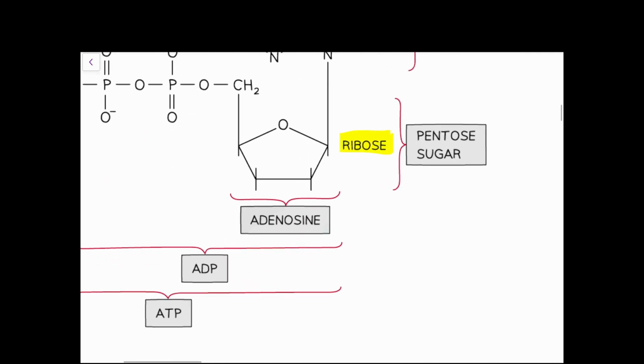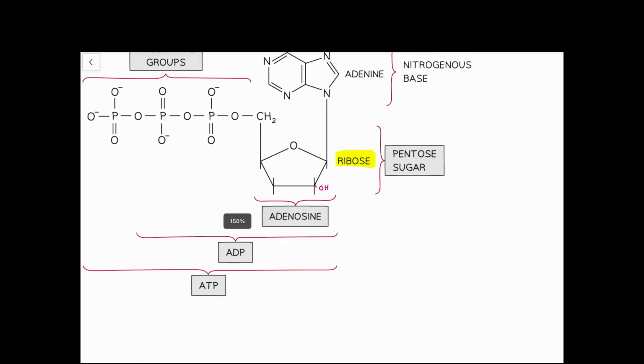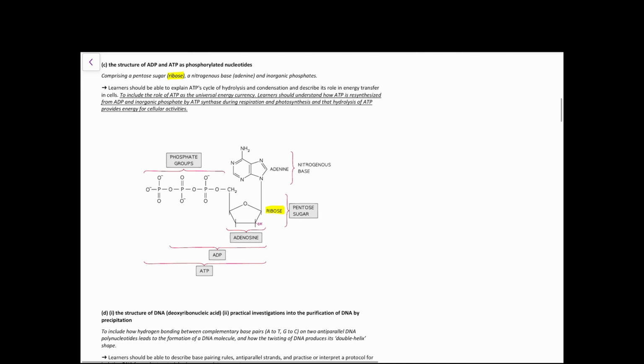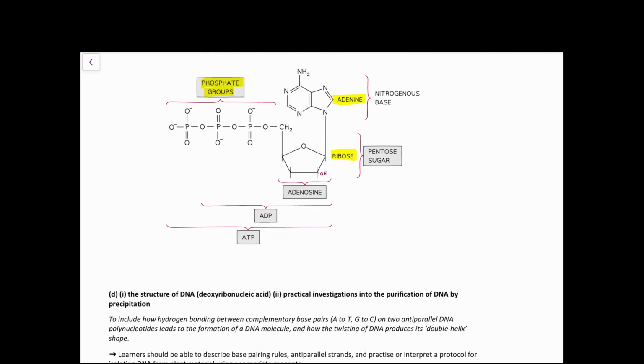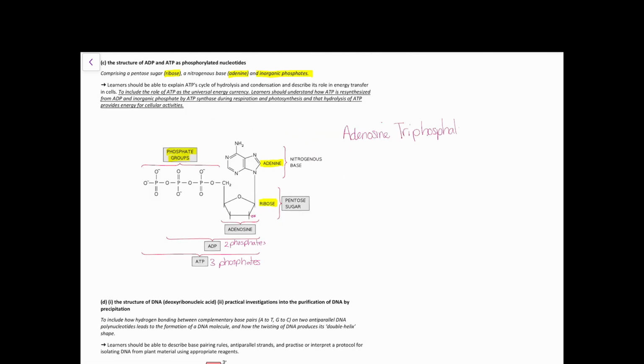Looking at phosphorylated nucleotides, so ADP and ATP, they are ribose, which means that they will have an OH on carbon 2. It's always adenine that is there, and that's going to then be joined to a ribose. That's the adenosine. With ATP, it's then 3 phosphates, and with ADP, it's just 2 phosphates. So adenosine diphosphate is 2, and adenosine triphosphate is 3.